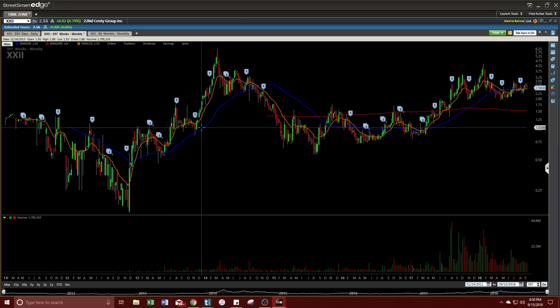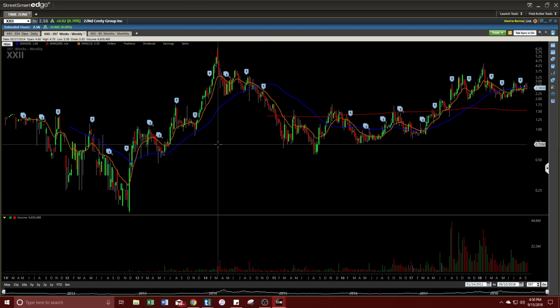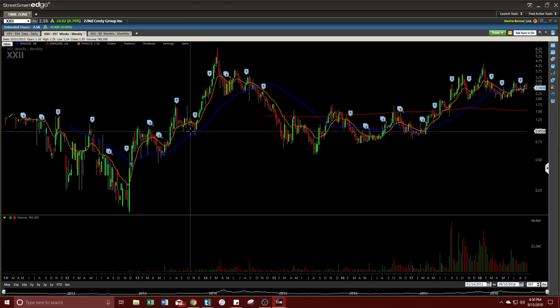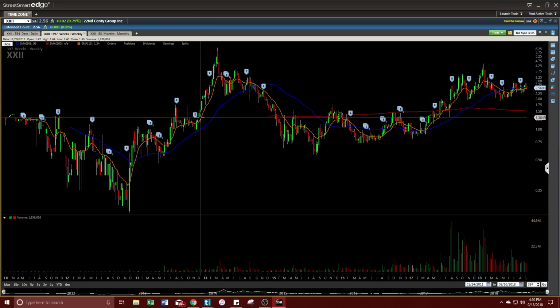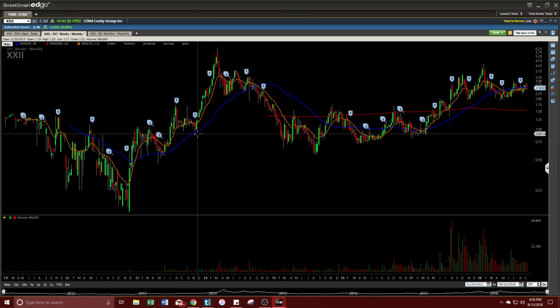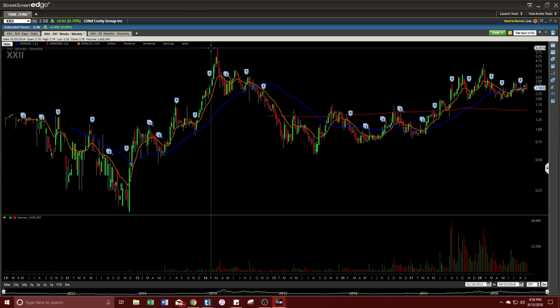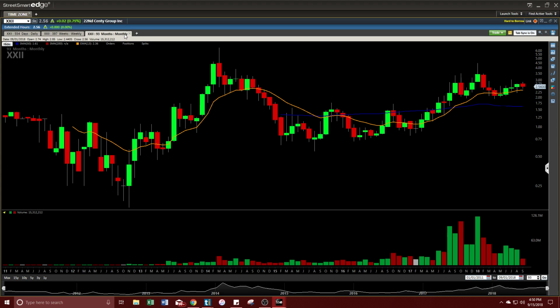Really good right here. Remember, this is the weekly, so every candle is 1 week, 5 trading days. I got 1, 2, 3, 4, 5, 6, 7, 8, 9, 10, 11, 12, 13, 14, 15, 16, 17 weeks. That's 4 months. It made this move from 88 cents up to a high of 630 something. Let's look at the monthly.